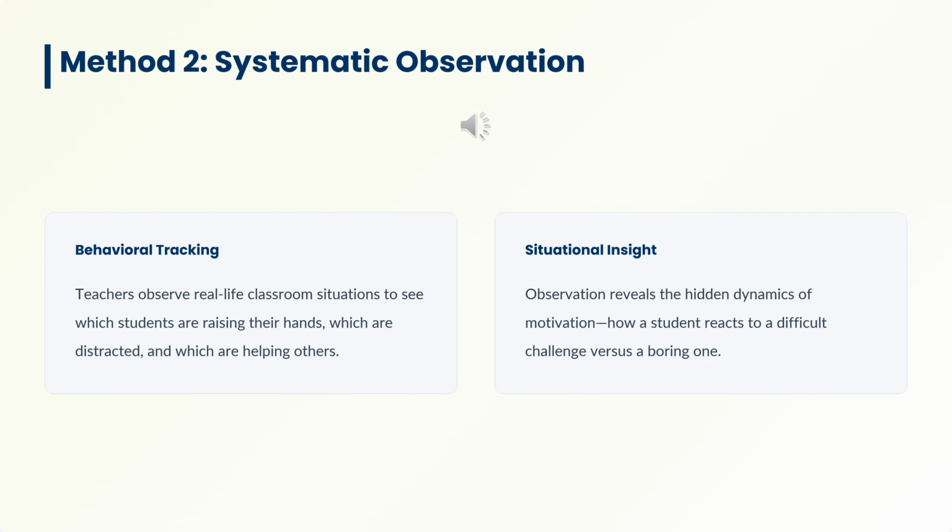Observation offers a different but equally important form of evidence. It allows the teacher to examine participation in real classroom conditions: who volunteers, who hesitates, who withdraws, and who shows signs of sustained or declining engagement. Its particular strength lies in situational insight. Motivation is often revealed not in declared opinion, but in reaction to challenge, repetition, novelty, or difficulty. Observation, therefore, provides an indispensable complement to self-report methods.